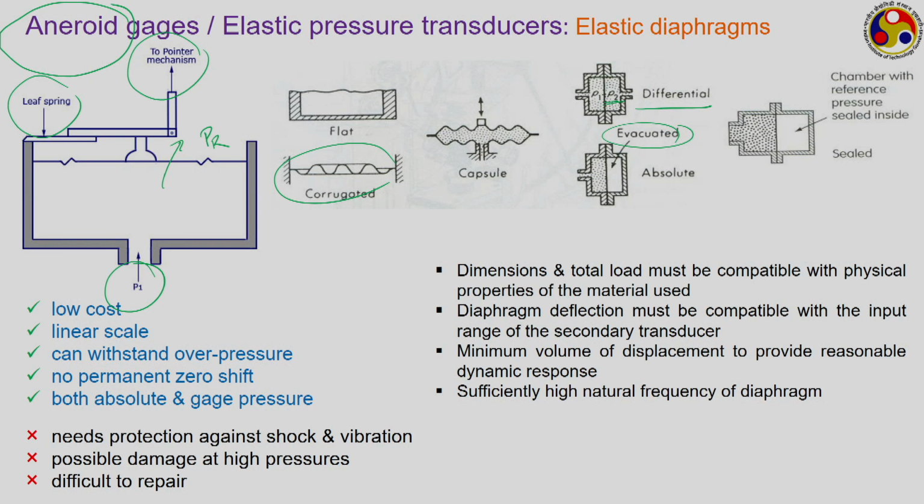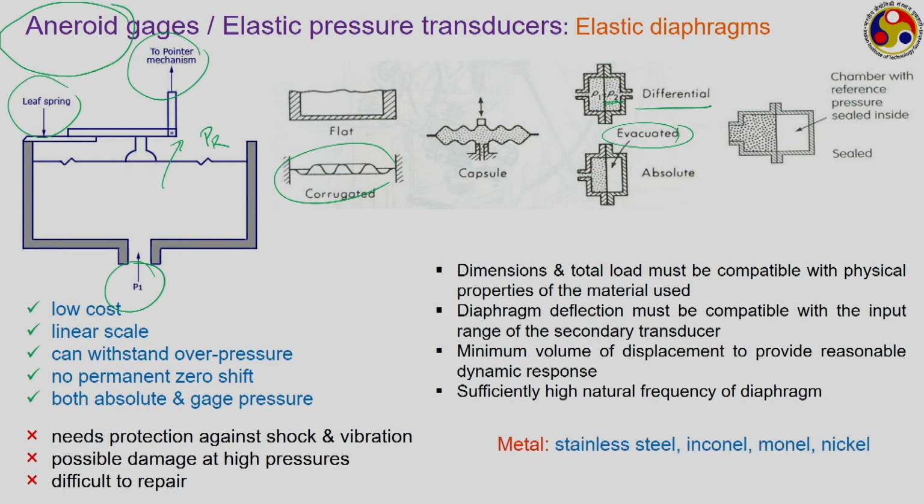The dimensions and total load must be compatible with the physical properties of the material that you are using. Material means I refer to the diaphragm material. Diaphragm deflection must also be compatible with the input to the secondary transducer which you are using to sense the deflection. The volume of displacement should be minimum, so that we can have reasonable dynamic response and a sufficiently high natural frequency of the diaphragm, again to give a good dynamic response.